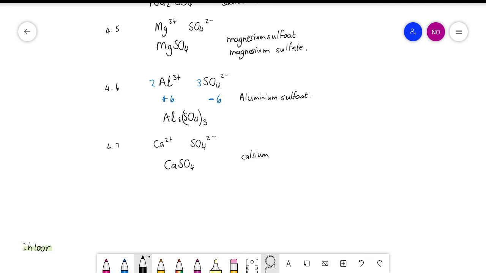Yes, exactly. It's only if it's an ion made up of more than one atom or element. Then you put a bracket around it. So only if it's a polyatomic ion, then you use a bracket.